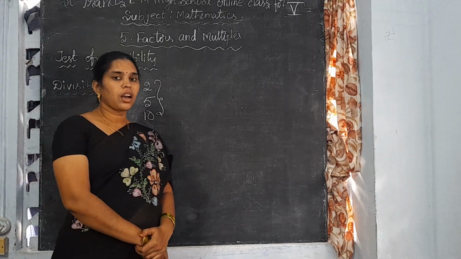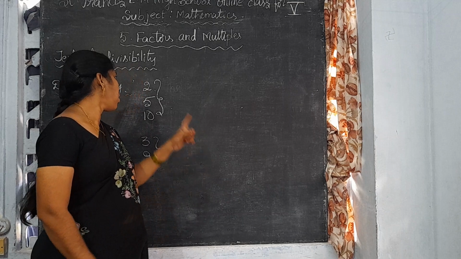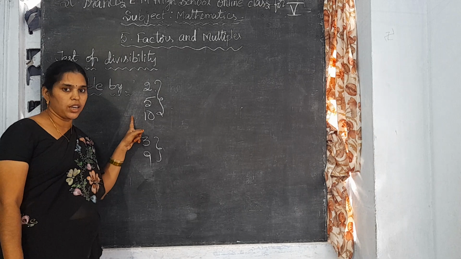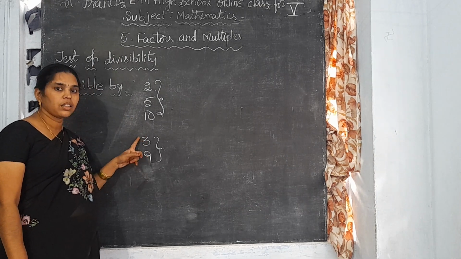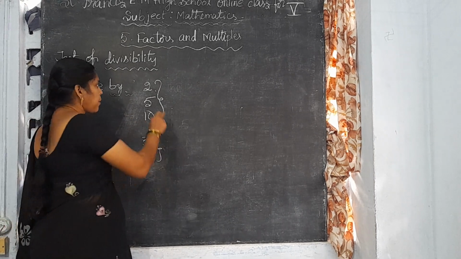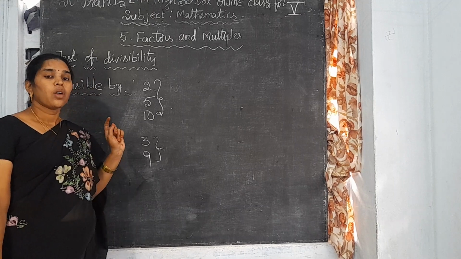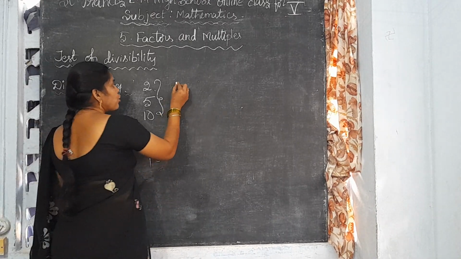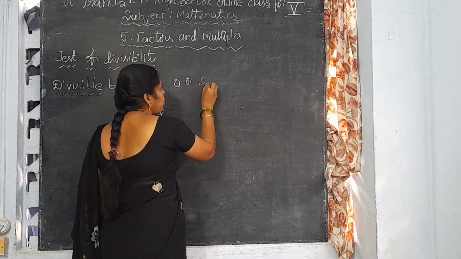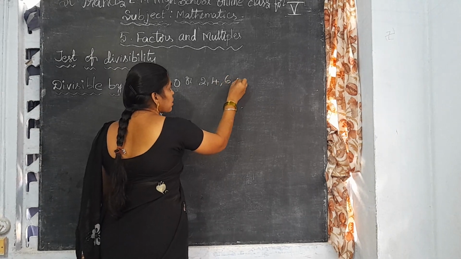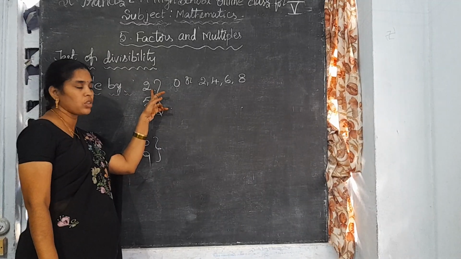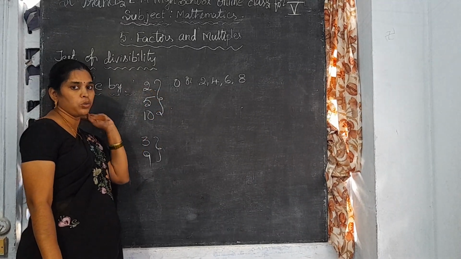In the previous class I taught divisibility rules of 2, 5, 10. These are one model, and 3, 9 are another model. Once I will recall those divisibility rules. In any number, if the ones place digit is 0 or an even number, meaning either 2 or 4 or 6 or 8, then the number is divisible by 2.